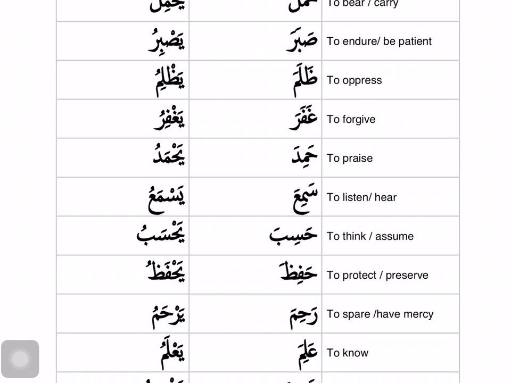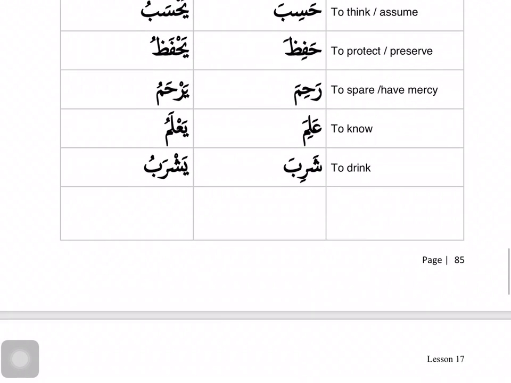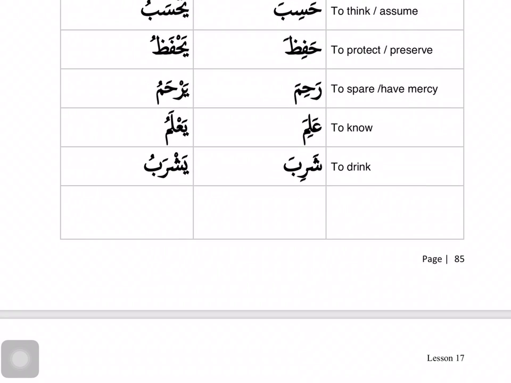Ghafara yaghfiru, to forgive. Hamida yahmadu, to praise. Sami'a yasma'u, to hear, to listen. Hasiba yahsabu, to assume, to think. Hafidha yahfadhu, to protect. Rahima yarhamu, to have mercy. Alima ya'lamu, to know. Shariba yashrabu, to drink.